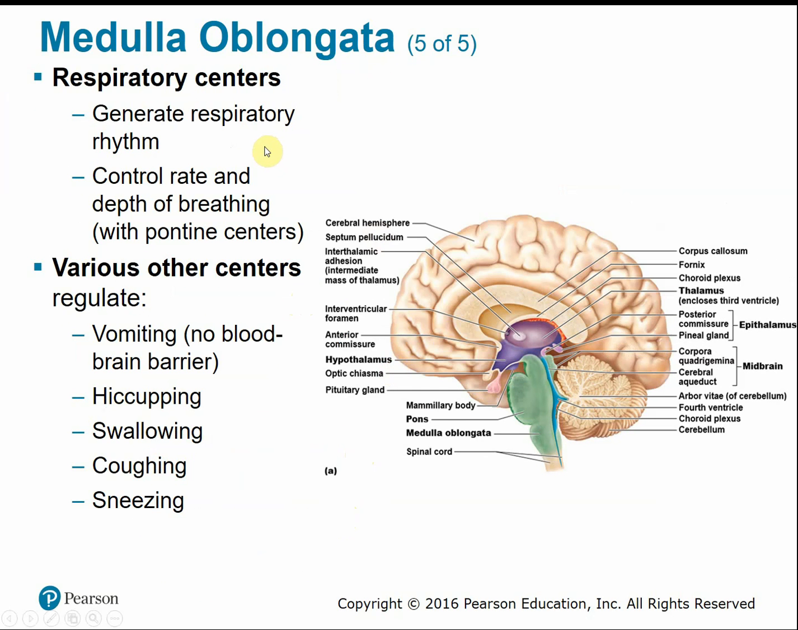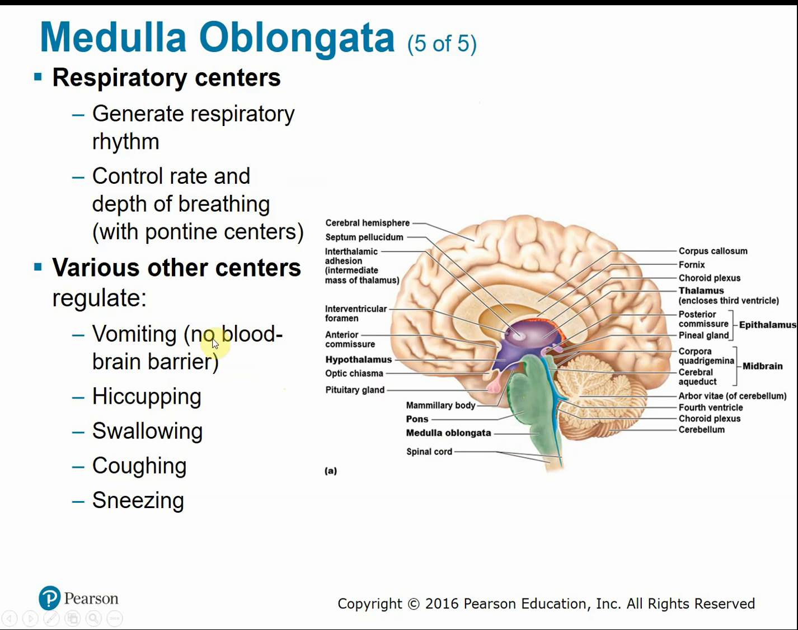The respiratory centers of the medulla help to generate your breathing rhythm. So we normally breathe at that tidal volume, that resting pace. So this helps just to control our rate and depth of breathing, along with some input from that pons.